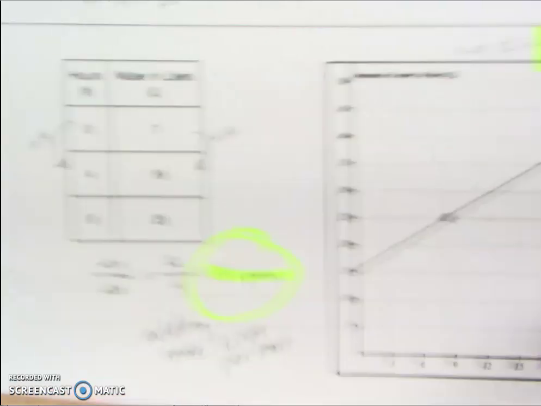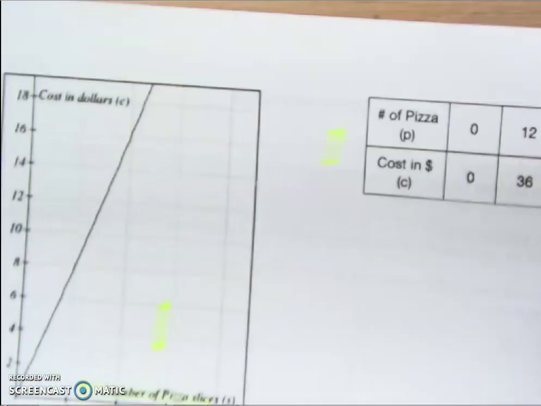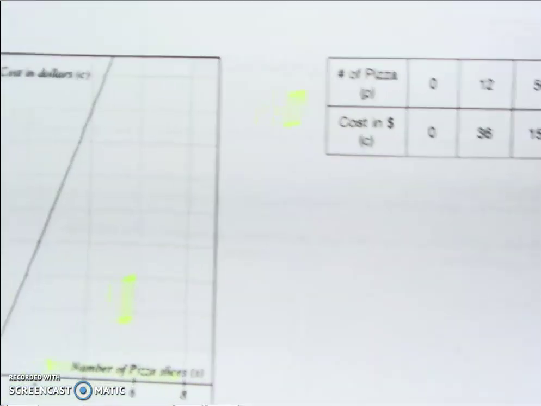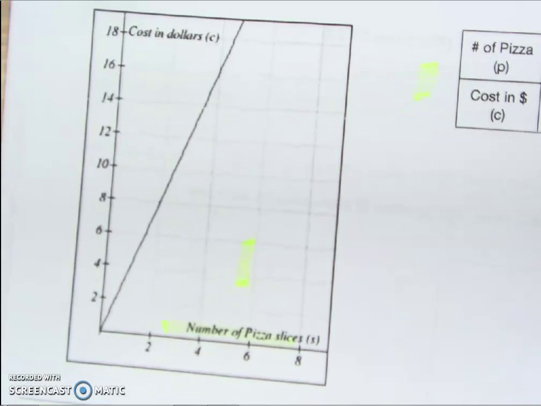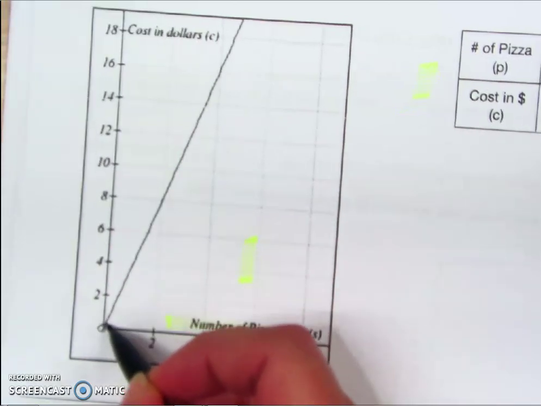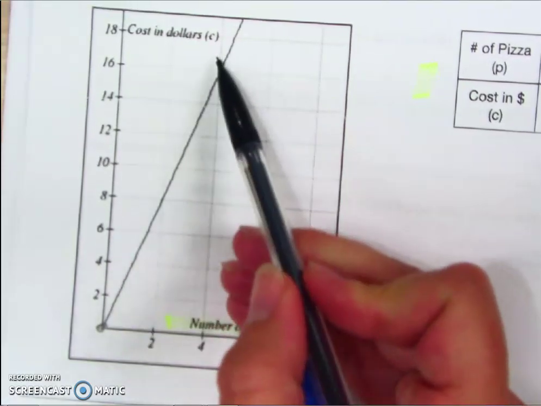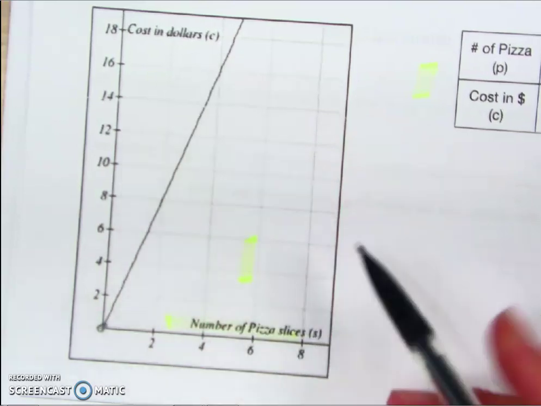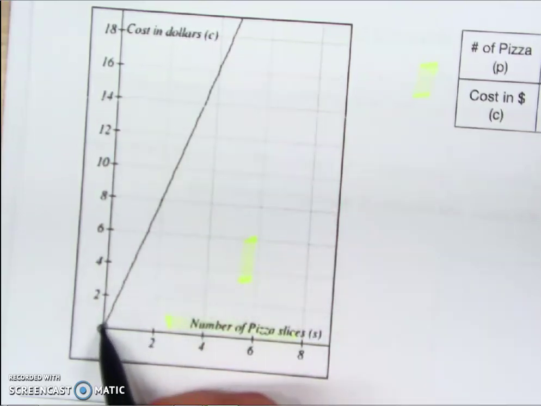All right, let's go look at some more. Again, this is just comparing slope today. And so here we have another graph and another table. All right, so let's look at the graph first this time. This time it starts at 0, so that's nice. And it looks like it's cost in dollars for pizza slices. So that would make sense. If you didn't buy any pizza, they shouldn't be charging you anything.